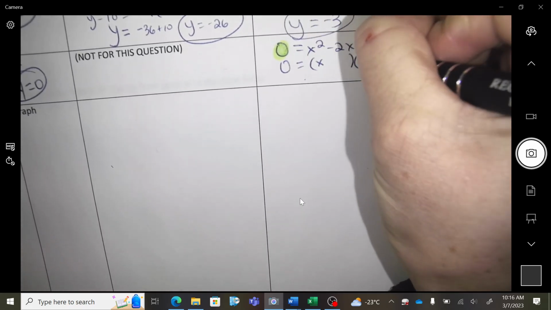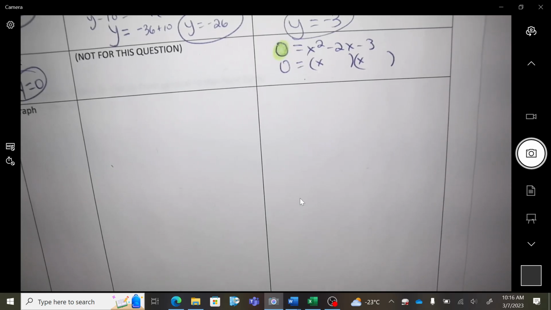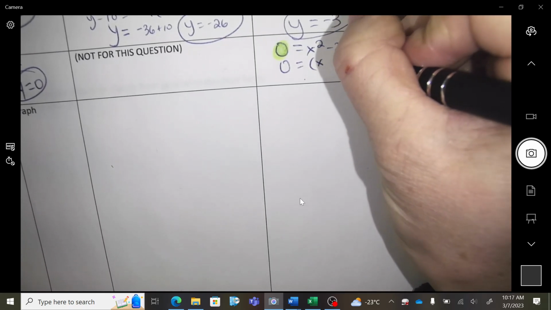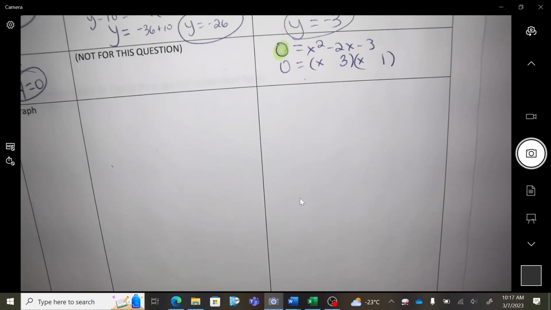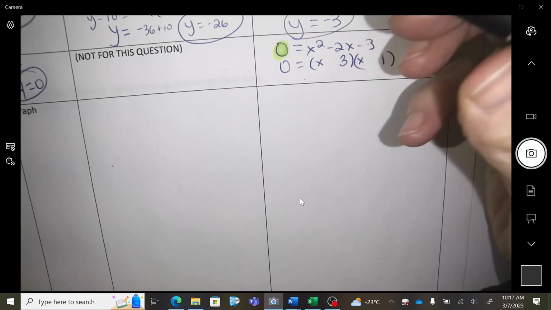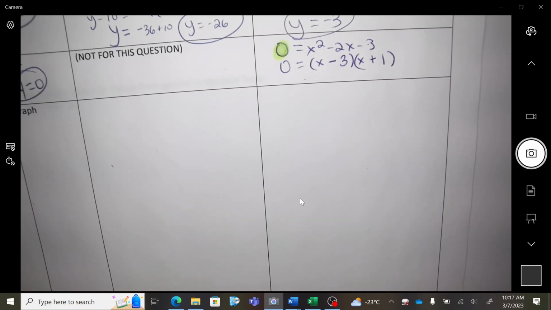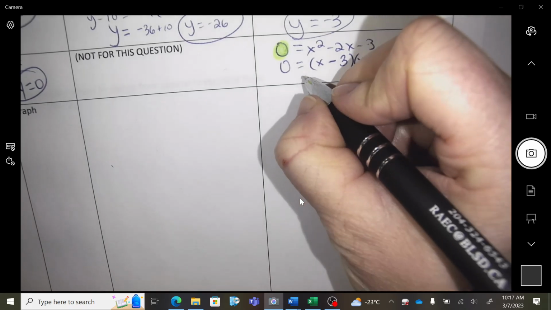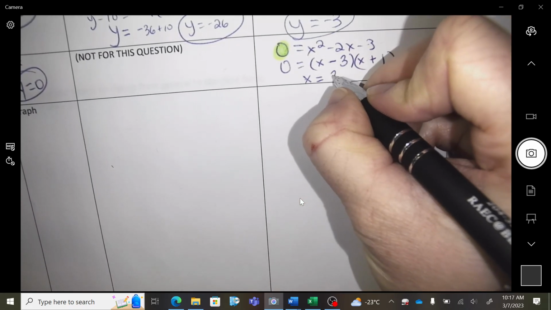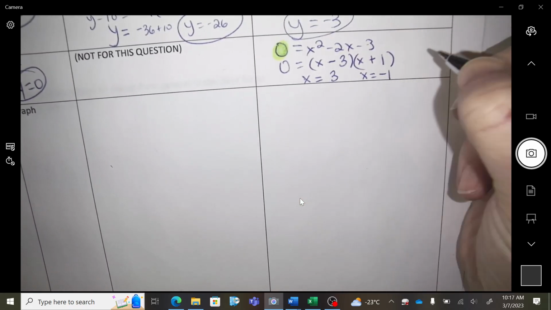So x times x is the x squared. What times what makes the -3? So you're going to need 3 times 1. And they have to add to -2. One of them's negative, obviously, because of the -3. So what are the actual x-intercepts? 3 and -1. +3, -1.